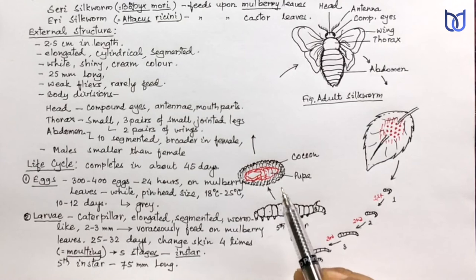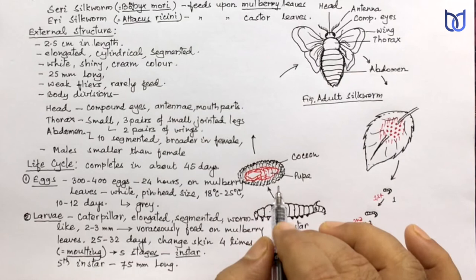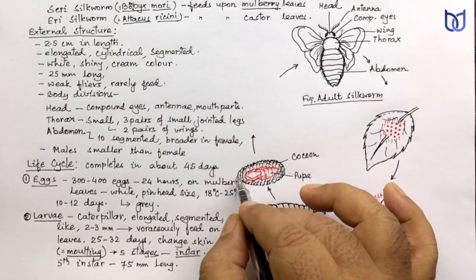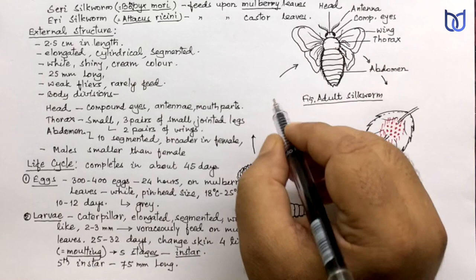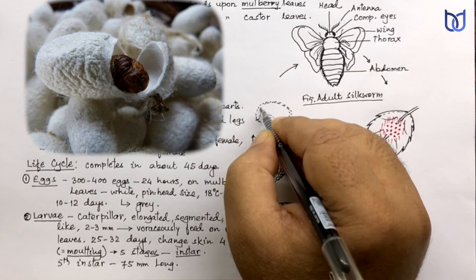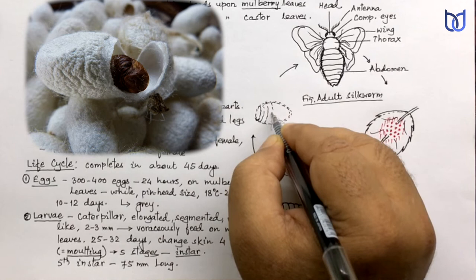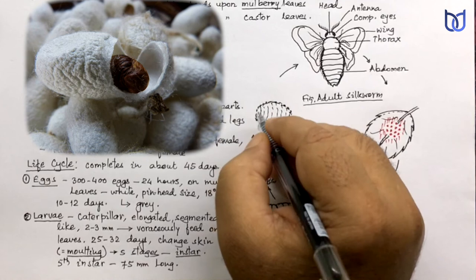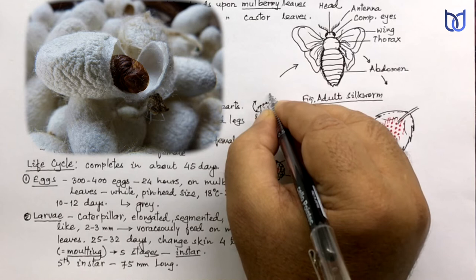When pupa changes into adult, the newly formed adult is called imago. The imago produces a kind of lytic enzyme called cocoonase that dissolves one end of the cocoon. In fact, imago produces the enzyme cocoonase, and due to this lytic enzyme, the cocoon threads, means the silk threads, get dissolved at one end, and through this the young silkworm comes out.